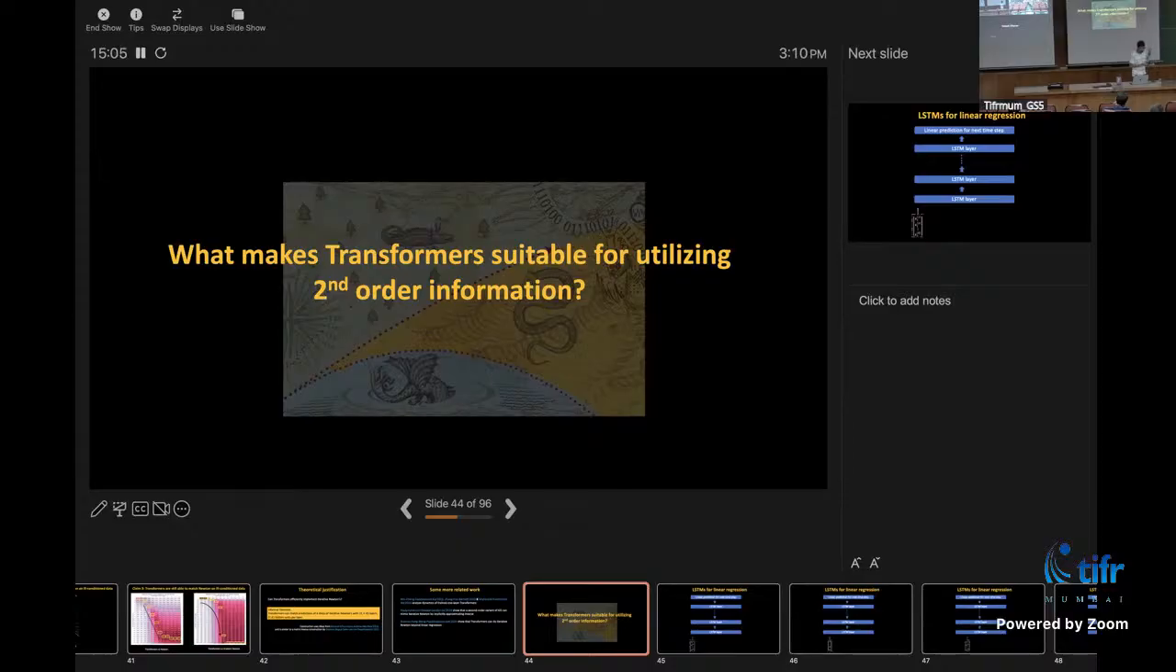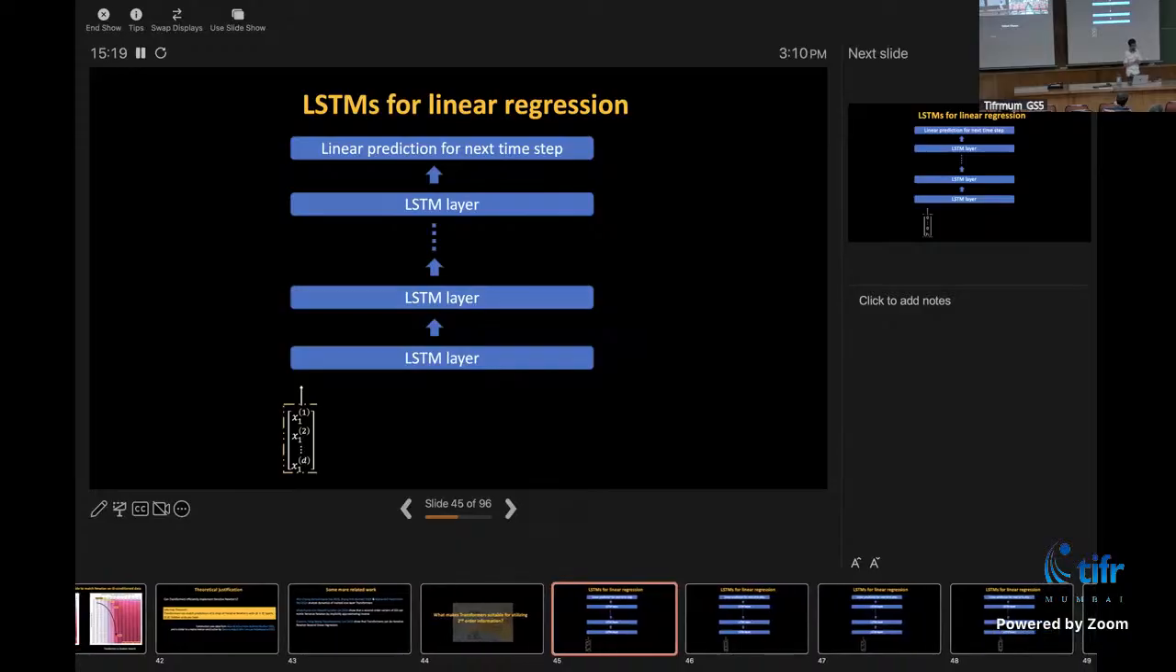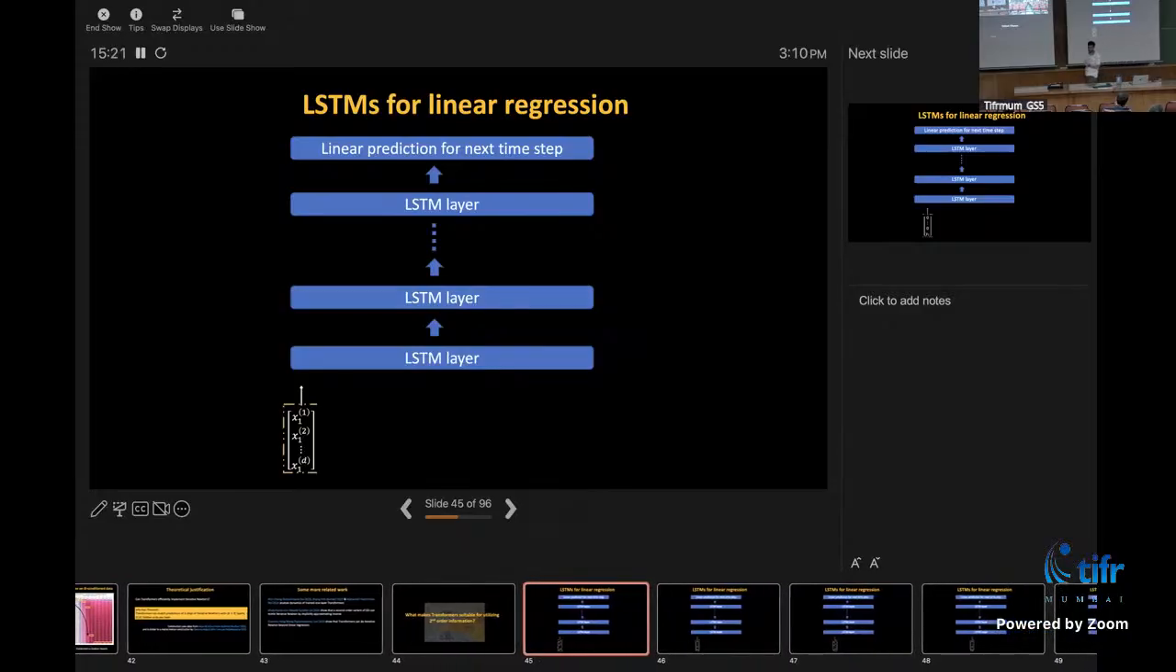And that also brings me to this last part of this work. We can ask what makes transformers suitable for using the second order information. So why are they doing something second order versus doing first order? That gets to the second takeaway. To do this, we can compare with a different architecture. Yeah.